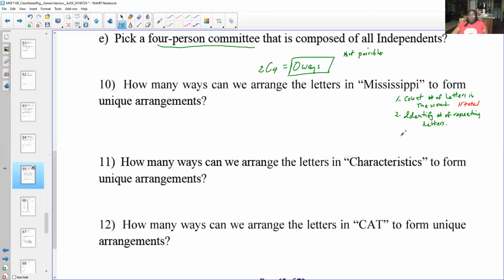All right. Then we're going to identify the number of repeating letters. So be careful now. How many M's do we have? We just have one, so we don't have to write that one. But how many I's? 1, 2, 3, 4. We have 4 I's. Okay, how many S's? So 4 S's. And then P's, we got 2 P's. And that's it, right? Okay. So we've identified the repeating letters.